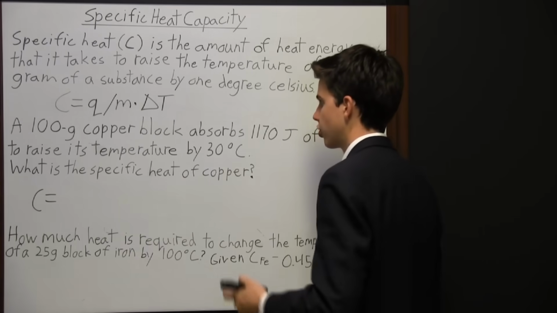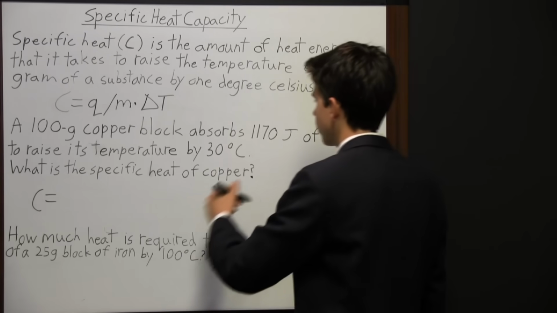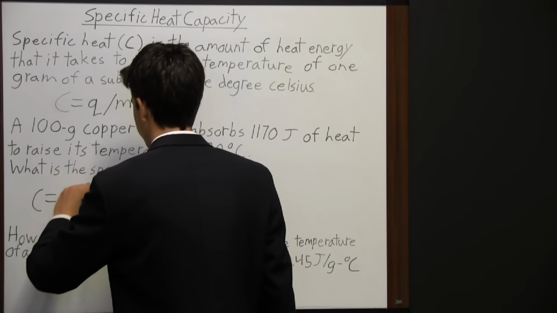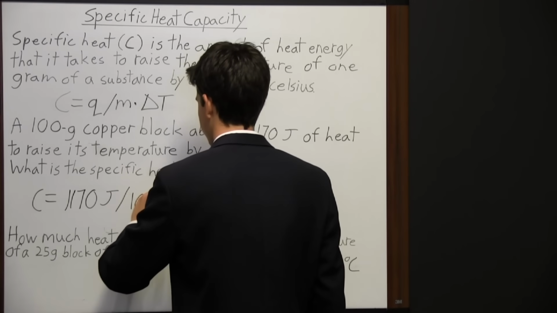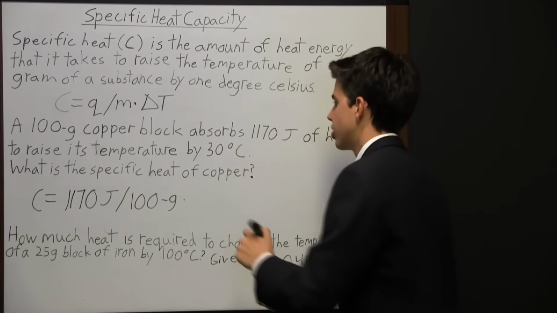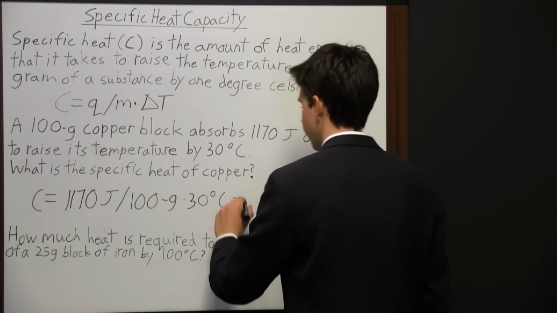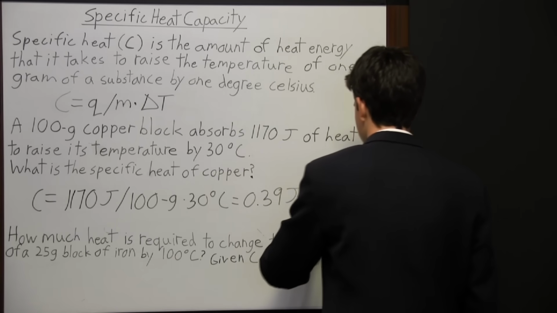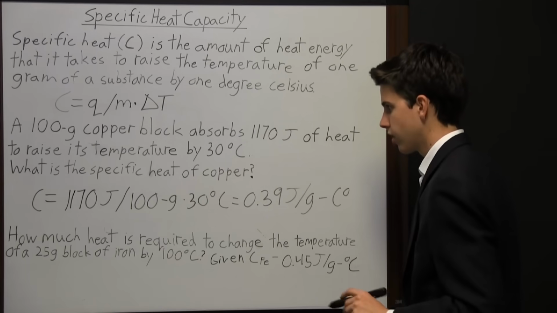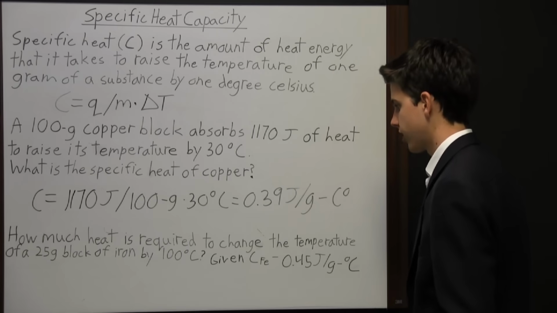And so all we have to do is fill in the appropriate numbers. So first we're looking for the change in heat. So that would be 1,170 joules divided by the mass, 100 grams, and then times the change in temperature, which is 30 degrees Celsius. So I'll save you the math on this. The answer is 0.39 joules divided by grams Celsius. Now, let's go ahead and take a look at a more difficult example problem.